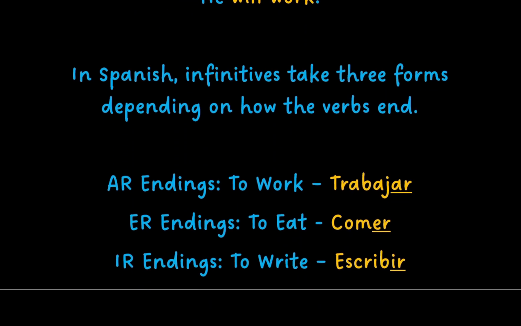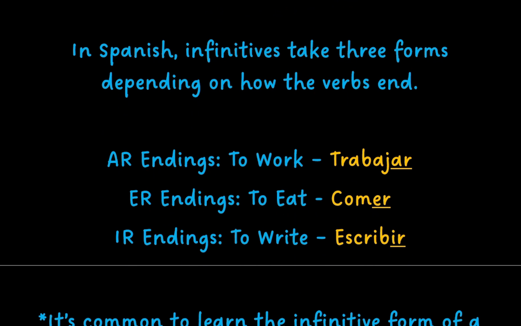In Spanish, infinitives can take three forms depending on how the verbs end. There are AR endings, such as to work, which is trabajar, ER endings, such as to eat, which is comer, and IR endings, such as to write, which is escribir.